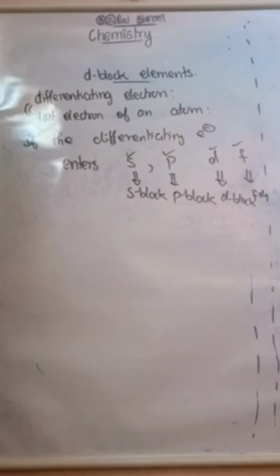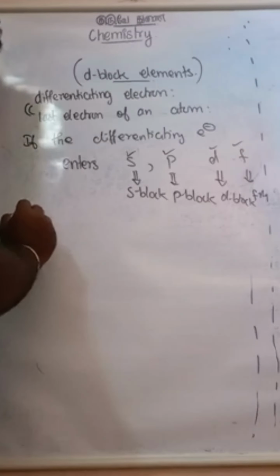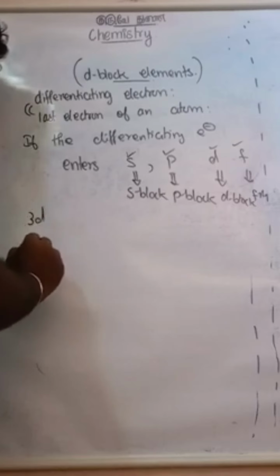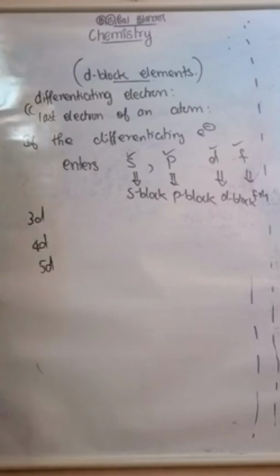So, d-block elements are the elements whose last electron enters into the d subshell. That is the definition of a d-block element. We have three types of d series: 3d series, 4d series, and 5d series. The 6d series is incomplete, so we are not going to worry about it.